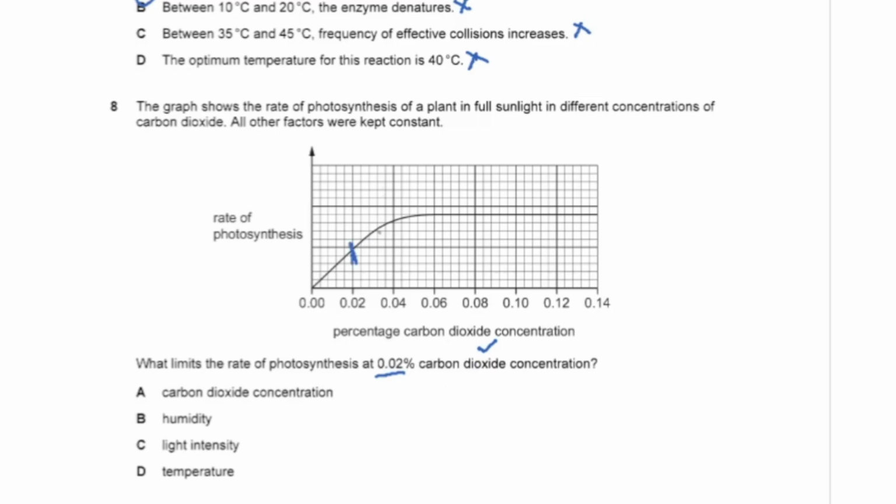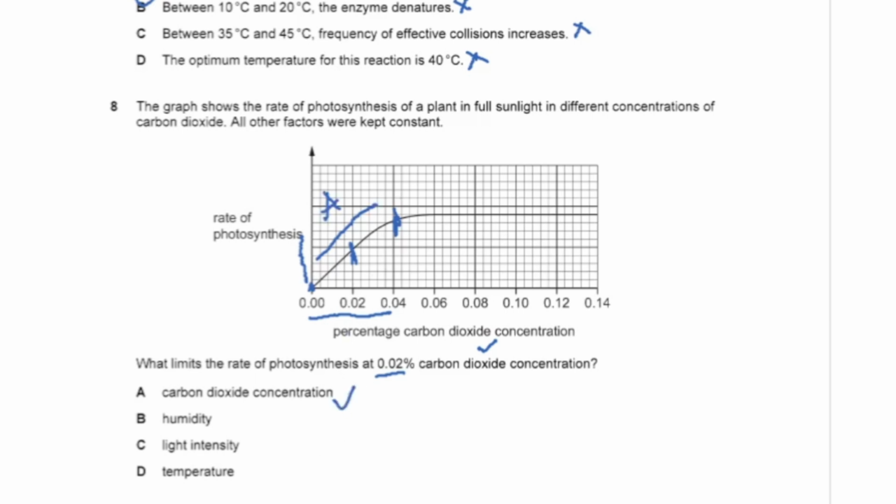Now, from the knowledge of limiting factors, you see now that as you increase the concentration of carbon dioxide, the rate is also increasing. So from this point of 0 to this point here, this whole region, let me call that region A. Carbon dioxide concentration is the limiting factor.